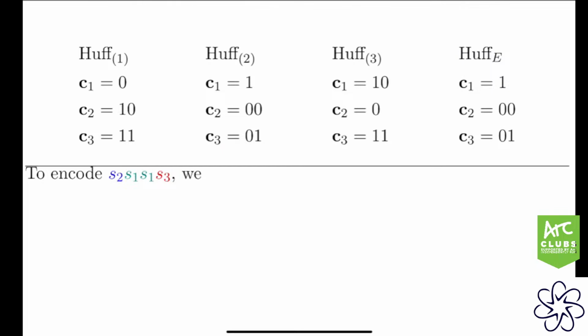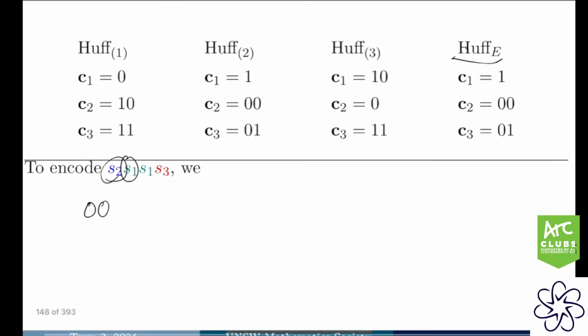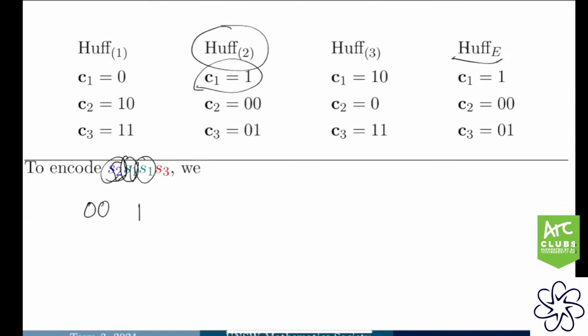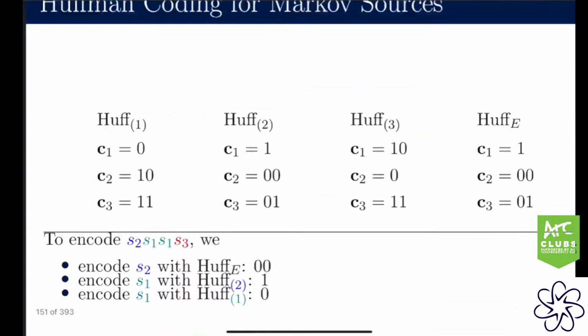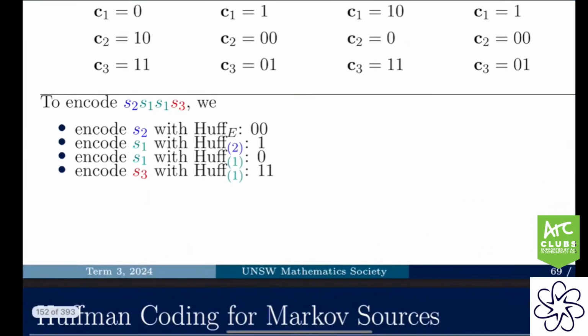So what we're going to do is encode S2 with Huff E because it's the beginning. We're going to have 0, 0. We move on to S1. The last one was S2, so we're going to encode S1 with Huff 2. S1 is going to be 1, so we have 1. The last one was S1, so we have to encode S1 with Huff 1, that's 0. The last one was S1, so we have to encode S3 with Huff 1, which is going to be 1, 1, 1, I believe. I hope that's right. Yeah, we're right.